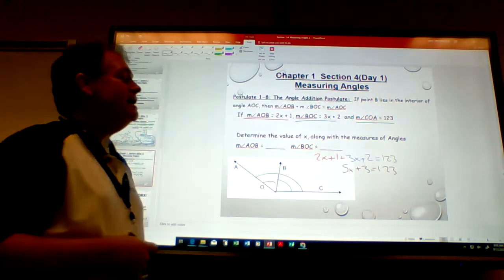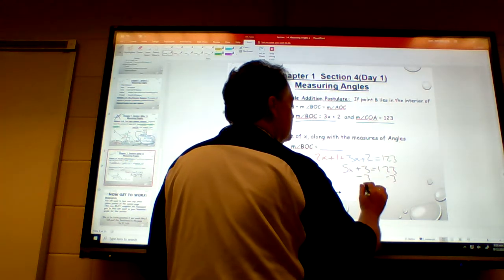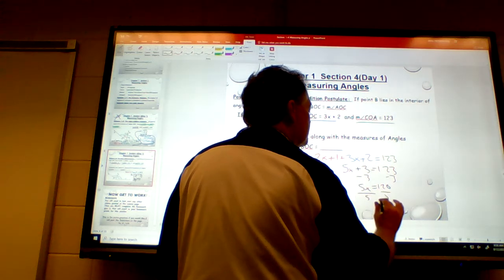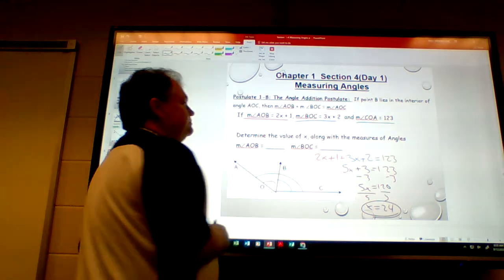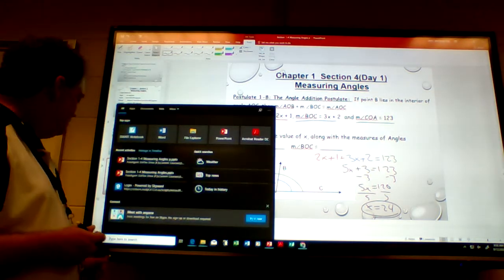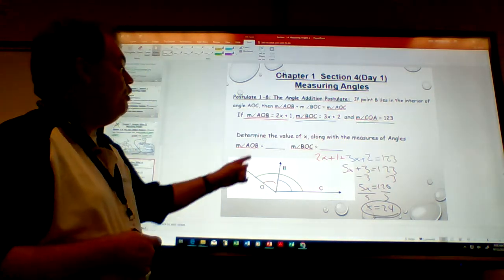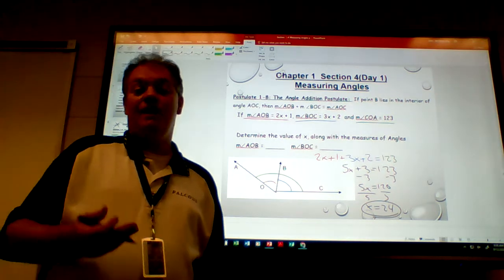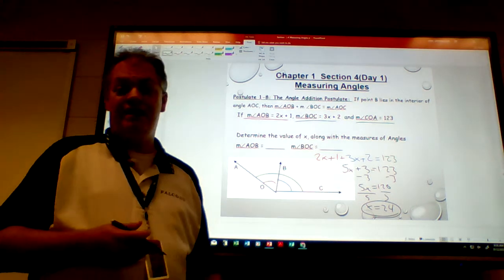Okay, so from here, it's just algebra. Subtract the 3. So now we got 5x equals 120. Divide by 5, and you get x equals 24. Okay. So here's the question. We now have x. Are we done? The answer, of course, is no. We're looking for the measure of angle AOB and the measure of BOC. So how do we determine the measure of those angles? We simply plug in our value of x.